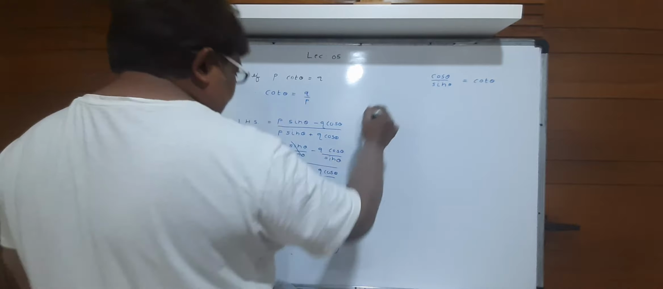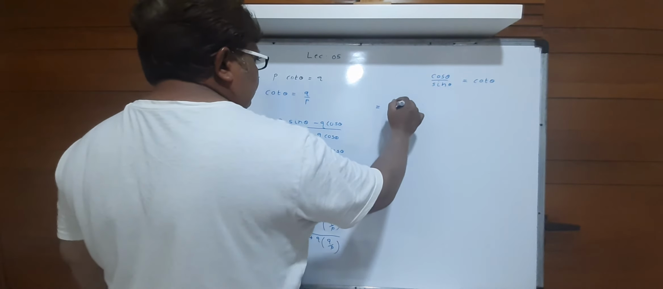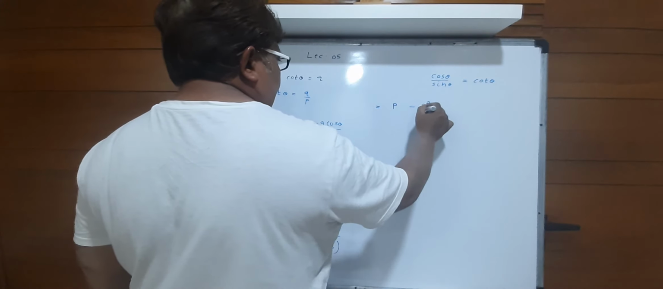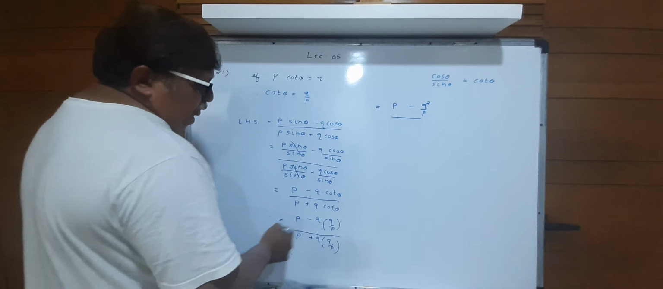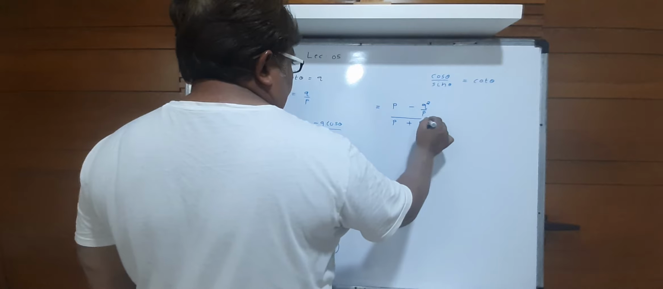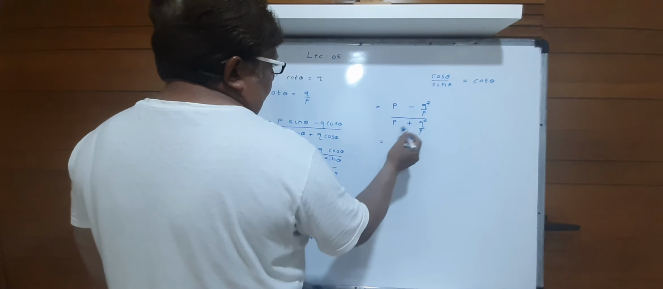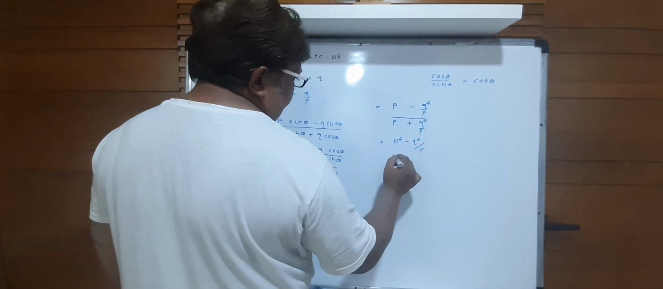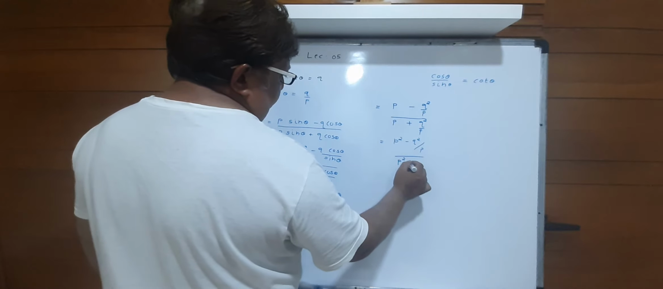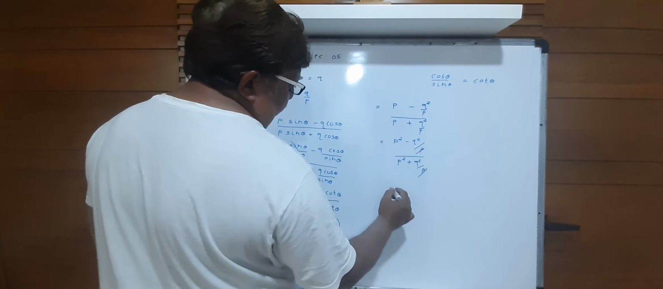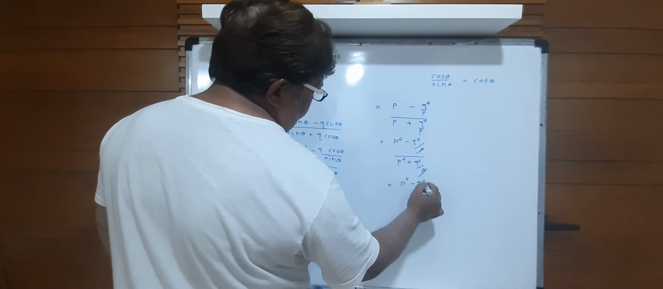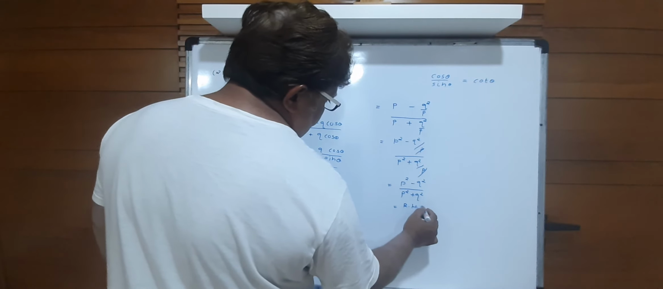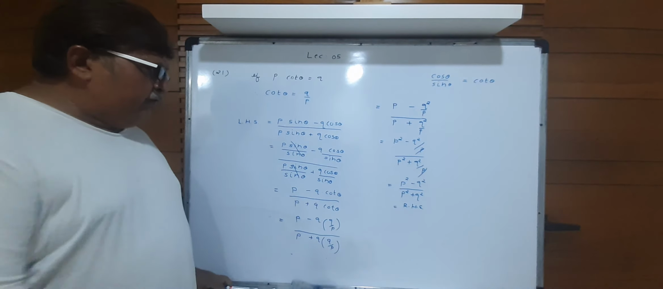Next step, this P as it is minus Q into Q, that is Q square upon P, upon P as it is plus Q into Q, Q square upon P. Now you take LCM, this is P into P, P square minus Q square upon P. Here also P square plus Q square upon P, this is cancelled. So you verify: P square minus Q square upon P square plus Q square. This turns out to be RHS. The sum is verified.